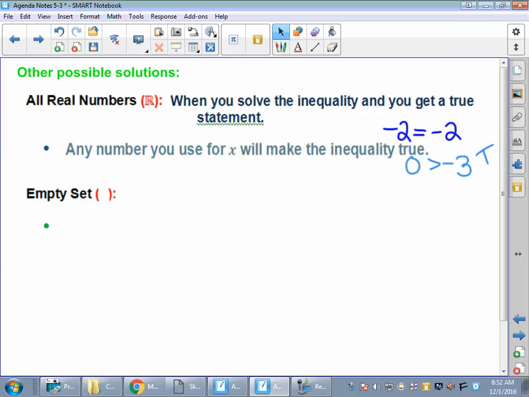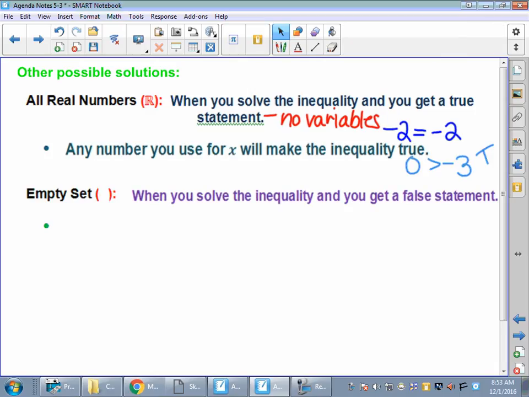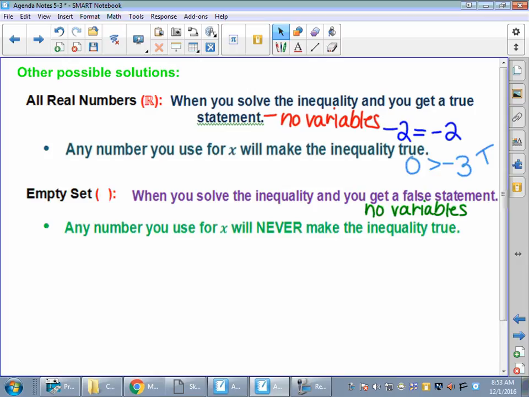We have no variables left. I better put that. You solve the inequality, you get a true statement, no variables. Any number you use for x will make the inequality true. Empty set means when you solve the inequality, you get a false statement, and of course, there are no variables left here either. Like maybe your 3x and your 3x subtracted out of both sides. Any number you use for x will never make the inequality true.